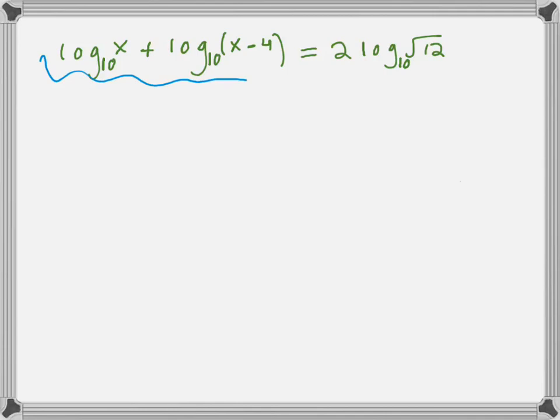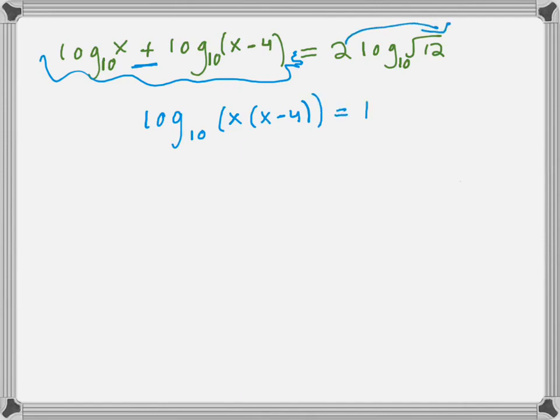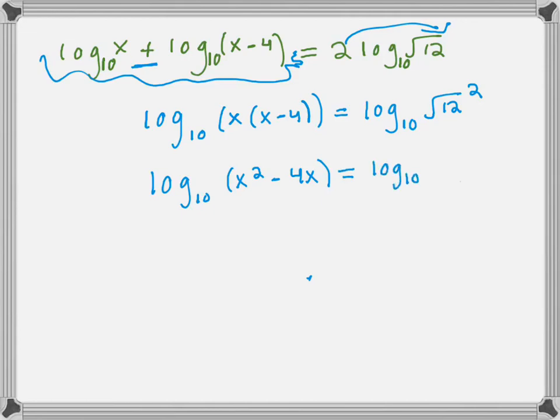So first, we're going to try and combine each log on the left-hand side into 1. So log base 10, and then we're just going to multiply it together because it's addition, of x times x minus 4 equals, now if we have a 2 out in front, we bring that to the exponent, log base 10 of root 12 squared, right, which is going to become 12. So we get log base 10 of x squared minus 4x equals log base 10 of 12.